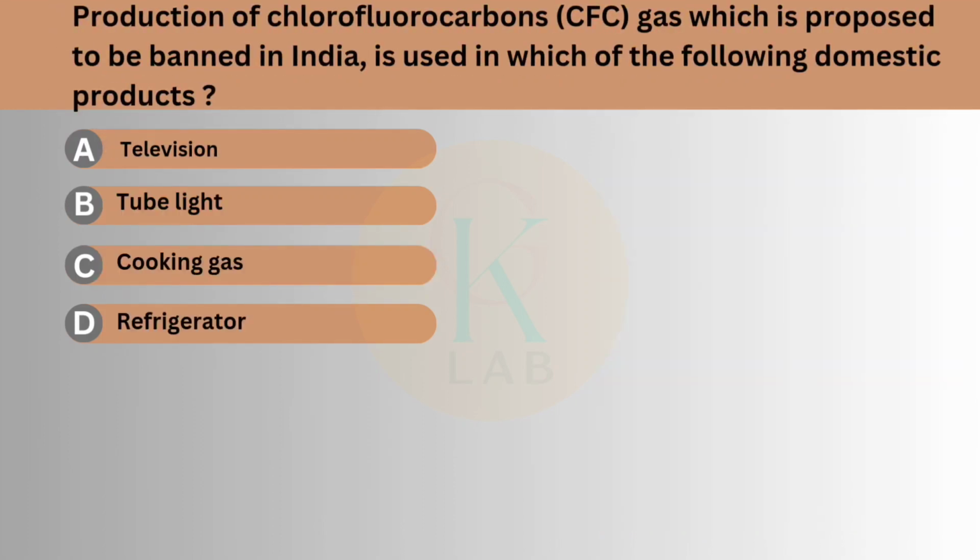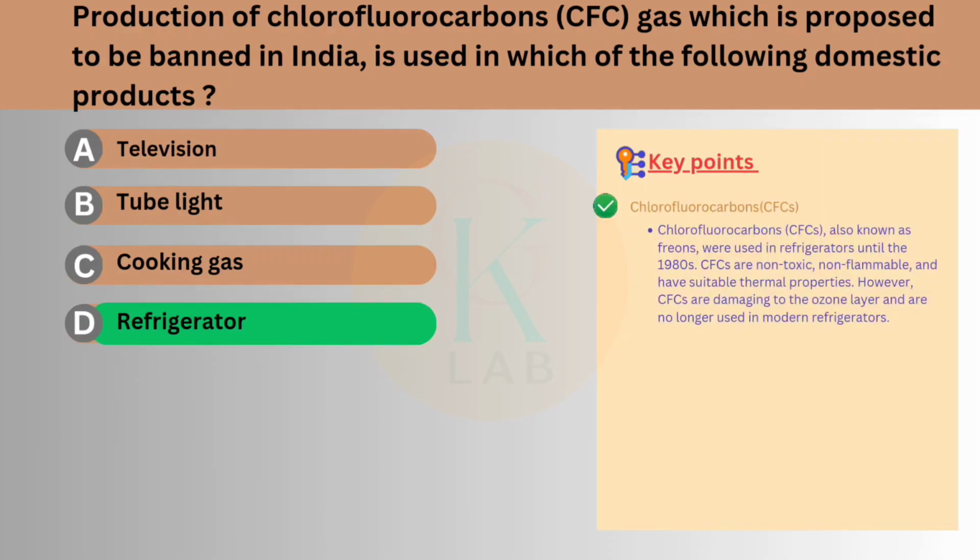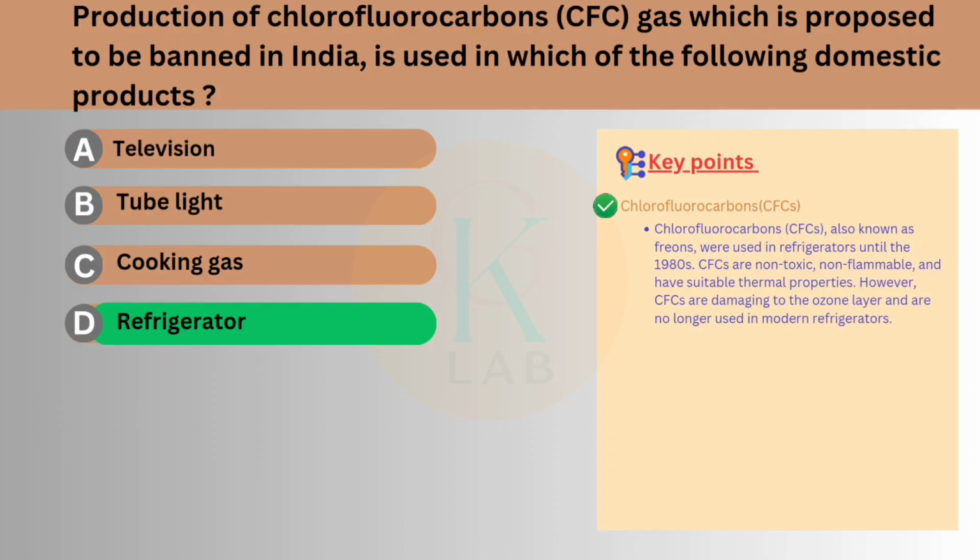Next question. Production of chlorofluorocarbon or CFC gas, which is proposed to be banned in India, is used in which of the following domestic products? We all know about CFC. It is very dangerous because it can deplete the ozone layer. So here the correct option is option D, refrigerator.